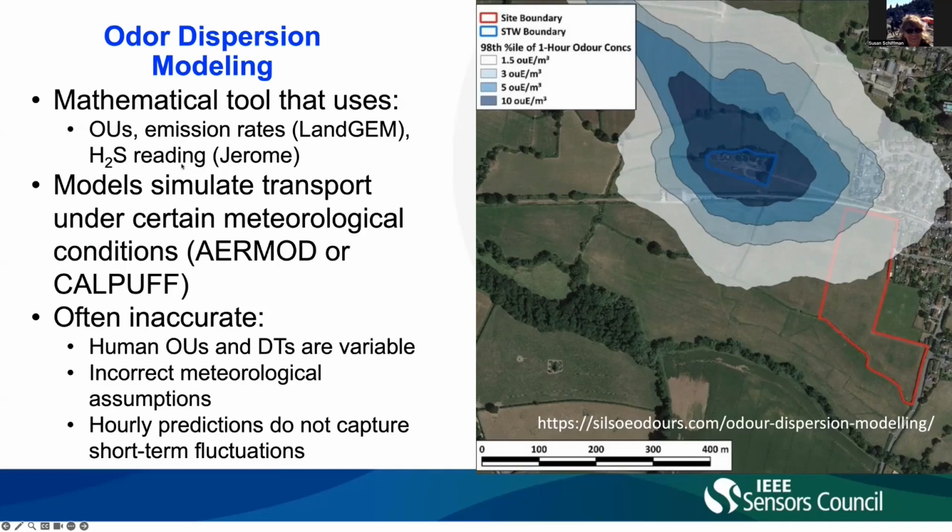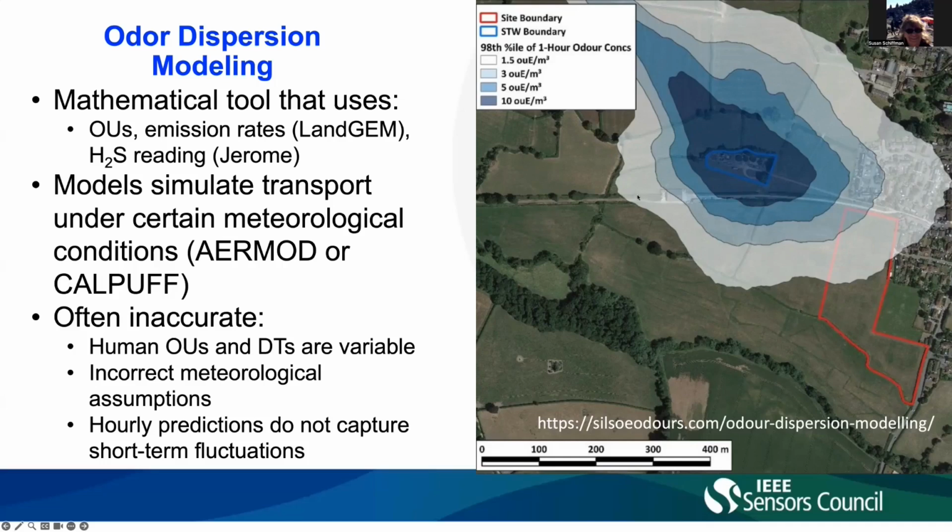And in this way, you can take emission rates, which are generated by LandGEM, how much emissions would you expect from a landfill, or odor units or hydrogen sulfide, and measure them downwind. This is an example. I'm not sure this was a landfill, but you can see that if this is a space that's emitting odor, the dark portion says that there's 10 odor units here, and 5 here, and 3 here, and 1.5 here. And these models are done with programs called AERMOD, CALPUFF.